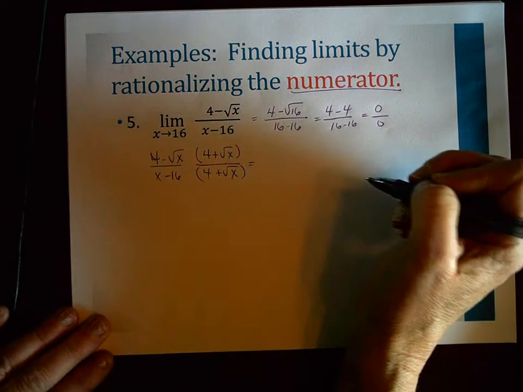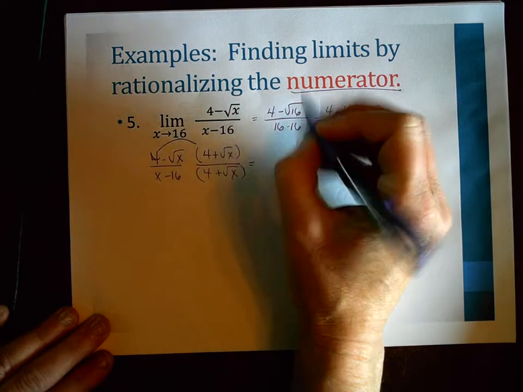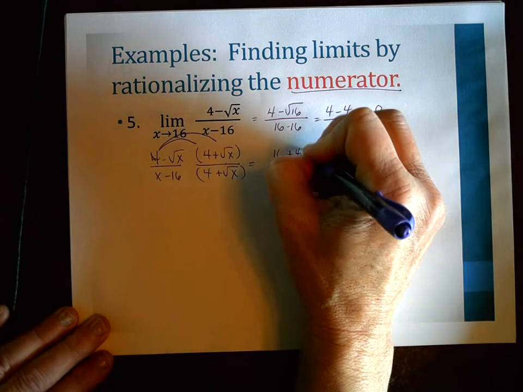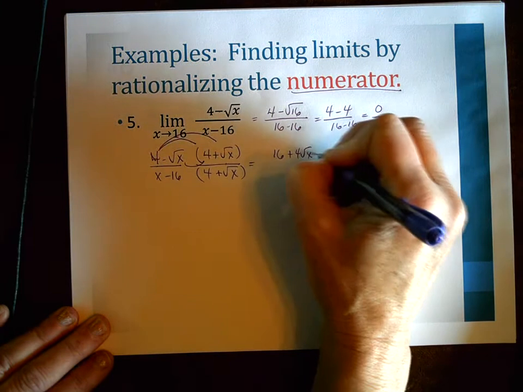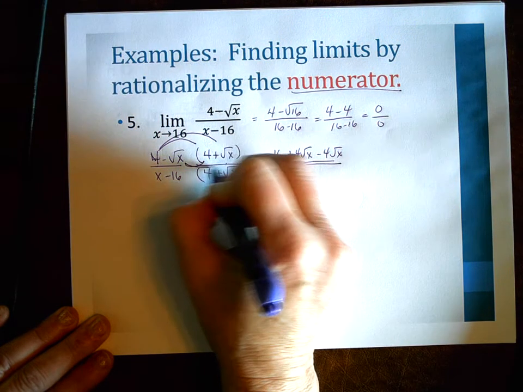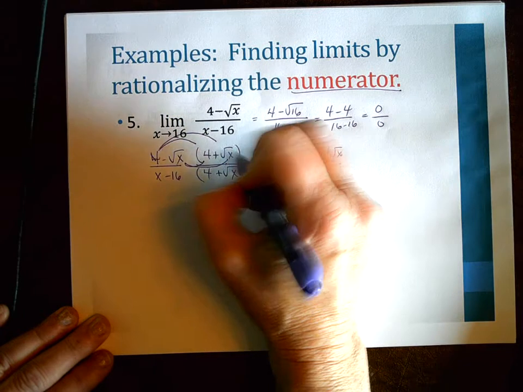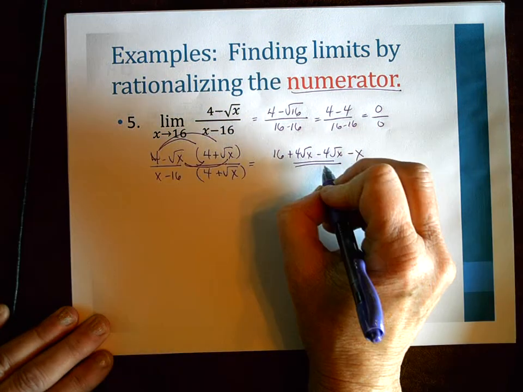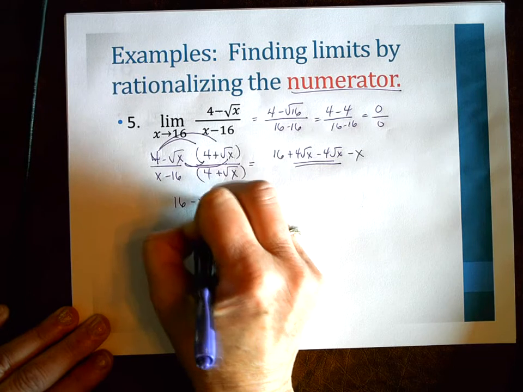I'll do this one out, but after that I probably won't. So this is 4 times 4, which is 16. This is 4 radical x, and this is negative 4 radical x. This will always give you 0. And then a radical times a radical disappears, and a negative times a positive is a negative x. So what you're left with on the numerator is 16 minus x.